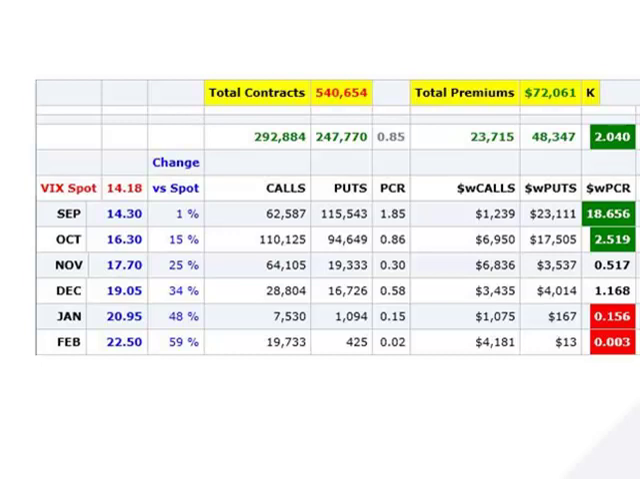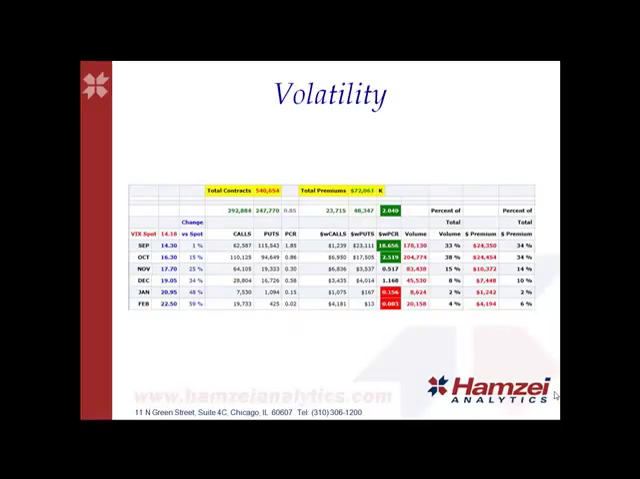For the dollar-weighted put-call ratio in September, we saw an 18.65 reading, which is very bullish, with 34% of the total premiums paid. And October, a 2.5 with 34% of the total premiums paid. Another bullish number here on the dollar-weighted put-call ratio.